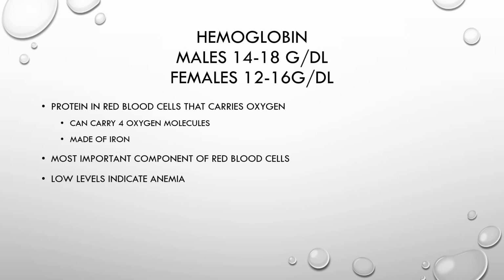So hemoglobin is the protein in our erythrocyte that carries oxygen. We can have a normal red blood cell count, but if those red blood cells are too small, too big, not the right size, or lacking hemoglobin, then they're useless. We don't really care what our red blood cell count is. We want to know what that hemoglobin count is. Each hemoglobin carries 4 oxygen molecules, and our red blood cells can have millions of hemoglobin in them. Again, it's the most important component of our red blood cells, and low levels can indicate anemia.